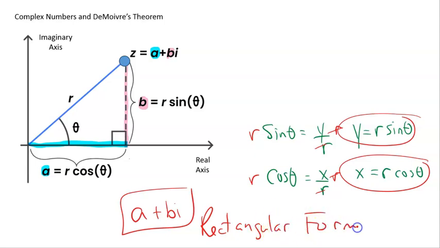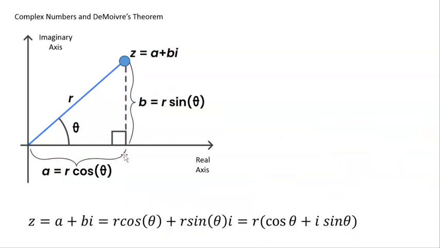We can use these substitutions that b is r sine of theta and a is r cosine of theta and change it to something called polar form. Okay, so follow me across the bottom here. Same diagram, right? If you have z, remember we're going to use z to represent a complex number. It's of the form a plus bi, just regular old complex number form. We called it standard form earlier. Now we're going to call it rectangular form.